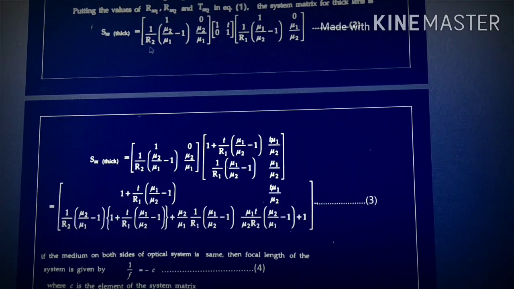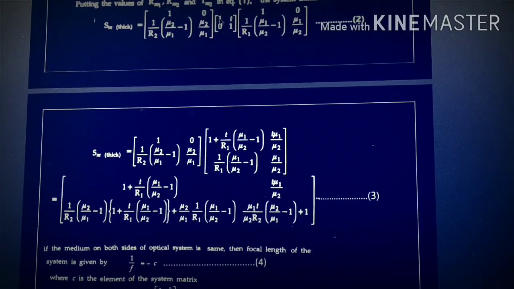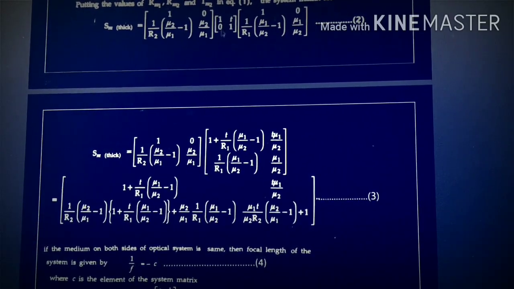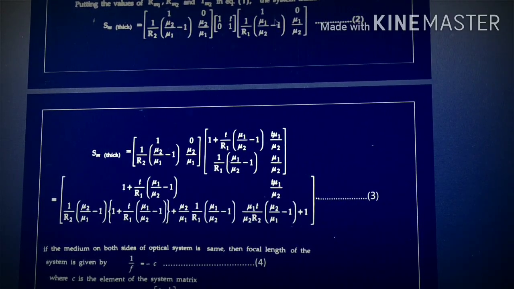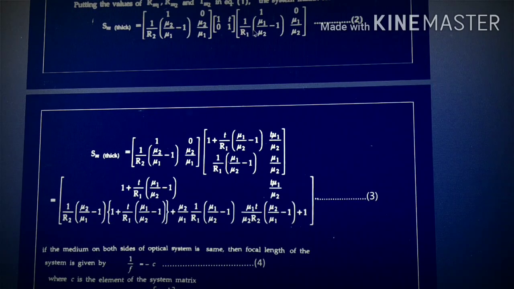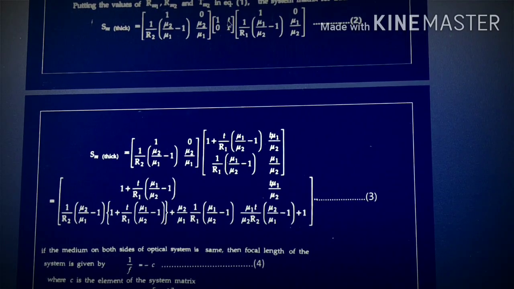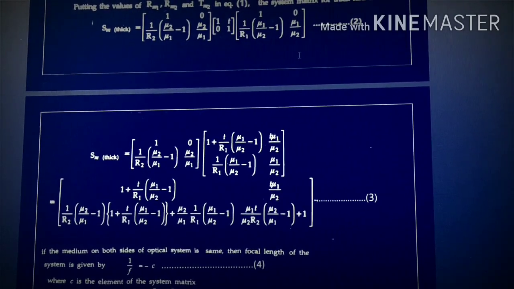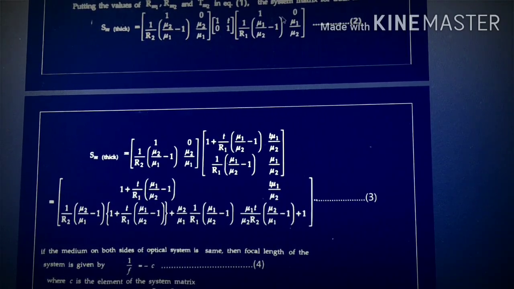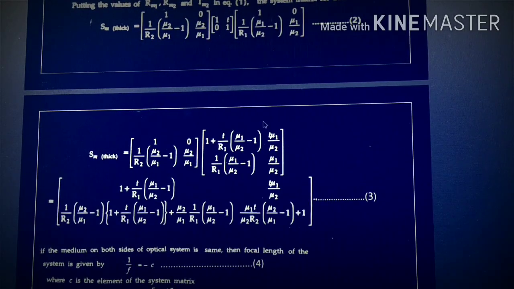The first matrix is fixed. Then the next one is how to multiply the first row, first column: 1 into 1 plus t into (1/R1) into (mu 1/mu 2 minus 1). This is the case. Then the next one is first row, second column: 1 into 0 plus t into mu 1 by mu 2. This is the value.